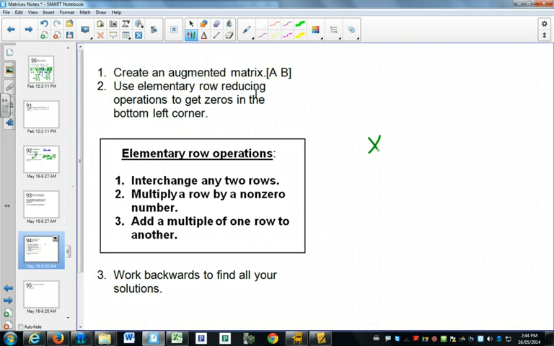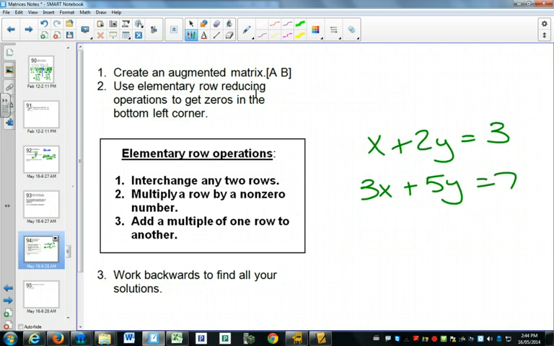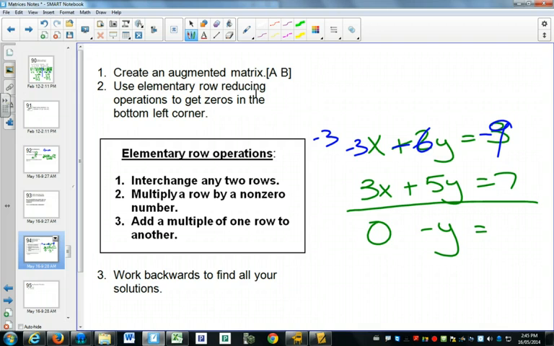Say, for example, you had x plus 2y equals 3, and you had 3x plus 5y equals 7. If you wanted to solve this, well, I could multiply this first equation by negative 3. What would that do? That would make this negative 3x minus 6y equals negative 9, right? If I multiplied that first equation by negative 3. And then if I added these two together now, I would get 0x's, negative 6 plus 5, negative 1y, and negative 2. So y would equal 2. That's what we did when we used elimination.